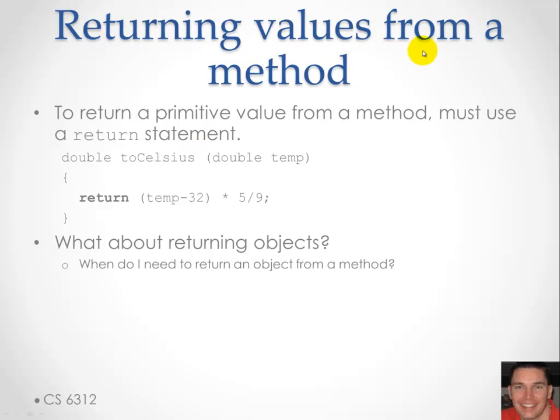So, returning values from a method: to return a primitive value from a method, we must use a return statement. To return objects, if we make a new object within the method that we called, then we're going to have a return statement to return that reference variable, which will return a pointer to that object. However, if we just pass in an object, we can change its state by calling the appropriate methods there.